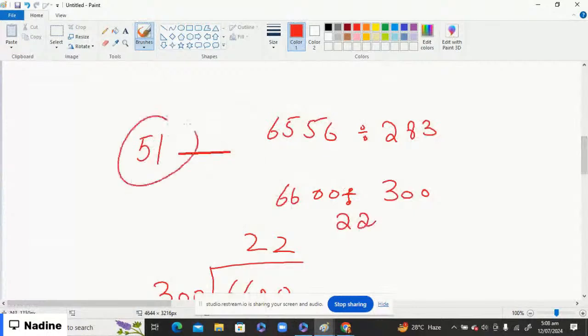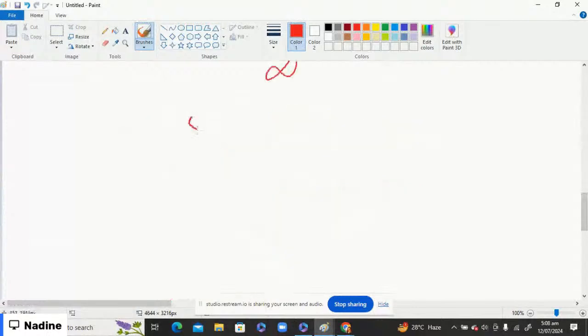So check it out. Here the answer is 51 and here it is 22. Which one is greater? You can say that 51 is greater than 22. Understand? This is basically the total thing we have done in that case. All right. Now let's do one more question for that.